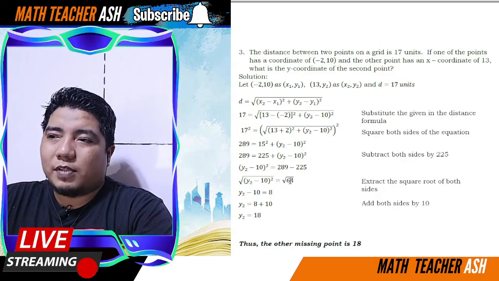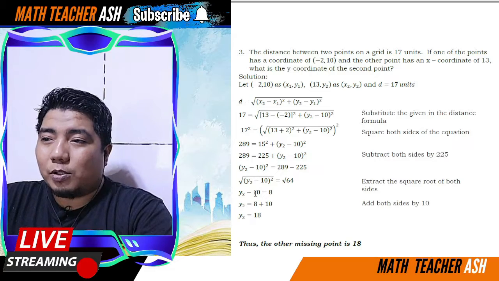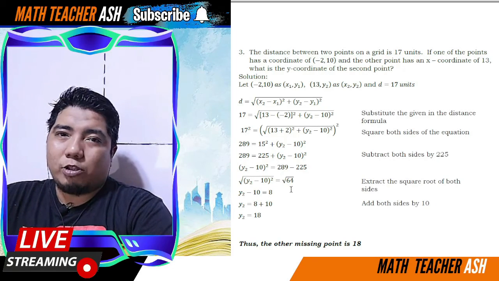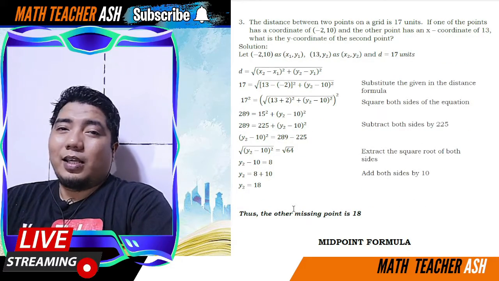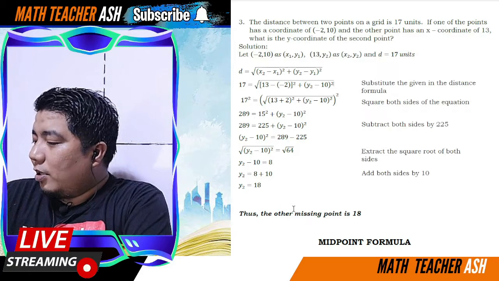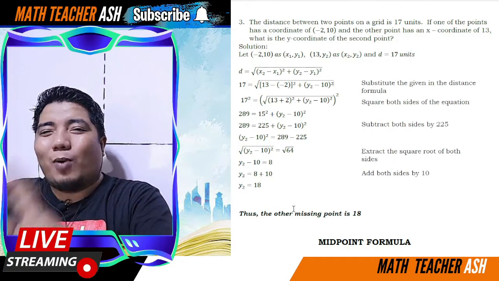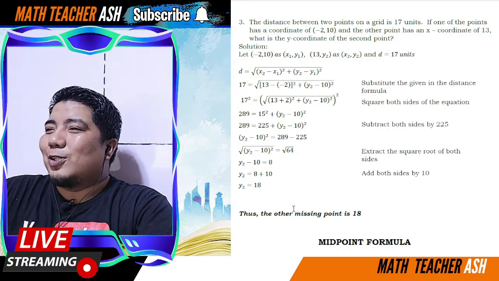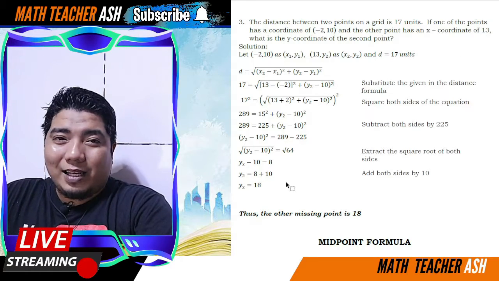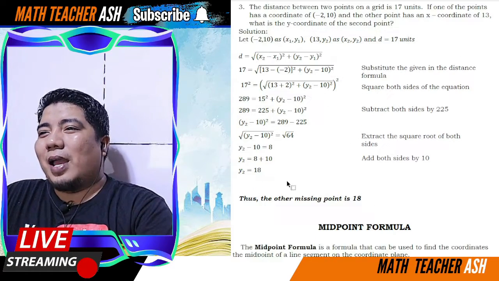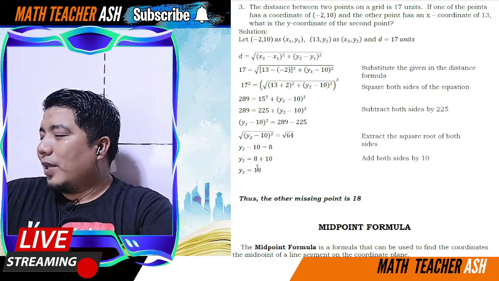Okay, so what is the square root of 64? That is 8. Okay, and then what we will do is we combine like terms. So, itatranspose natin si minus 10 to the right side, giving us 8 plus 10. And that answer is equal to 18. And that will be the coordinate. Okay, so y coordinate natin is 18. So, therefore, ang second point ay located sa 13, 18 na coordinates. Okay, and to answer the problem, since y coordinate lang ang tinatanong, y sub 2 is equal to 18.